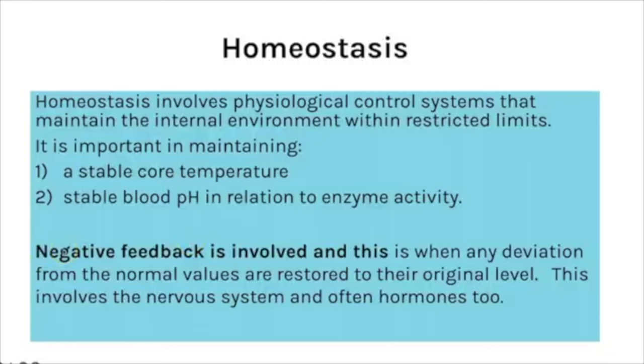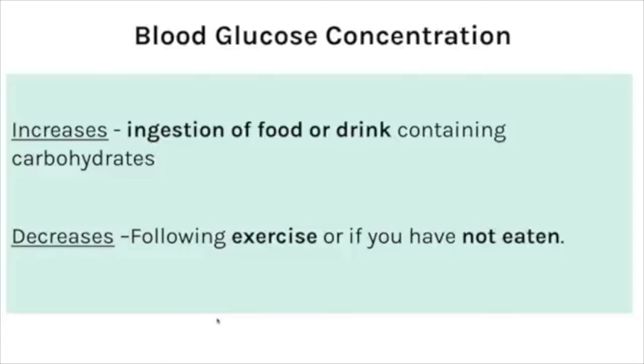Homeostasis involves negative feedback, and this is when there is any deviation from the normal values, so if it goes too high or too low, there are mechanisms put in place to bring the conditions back to their original level. And it involves the nervous system and often hormones as well. Two key examples you need to know are blood glucose concentration and water potential. So we'll start with the blood glucose.